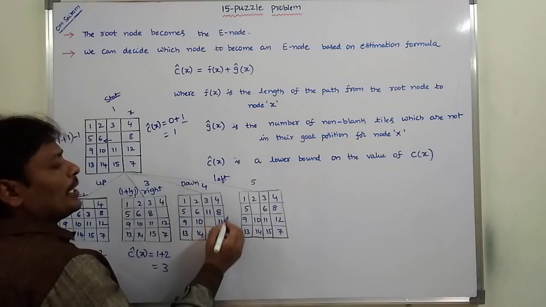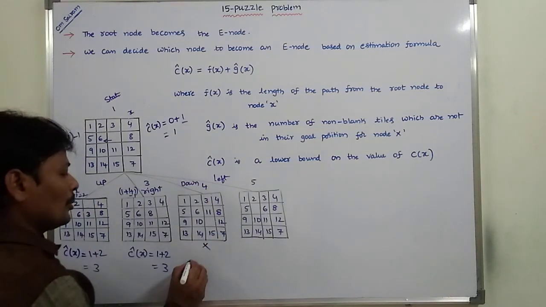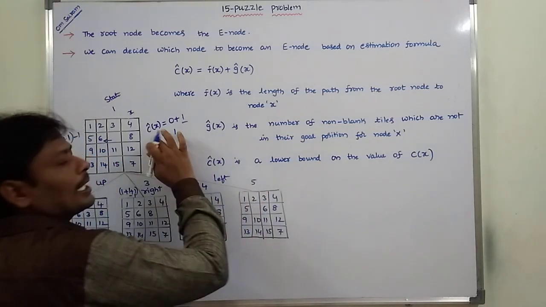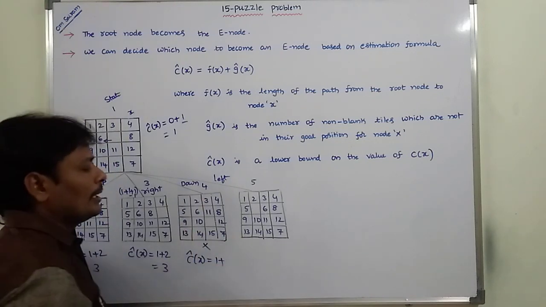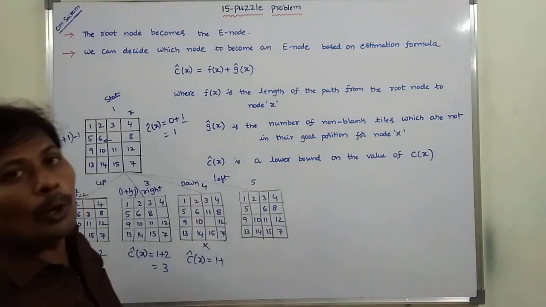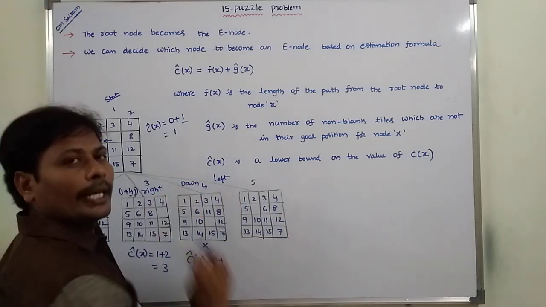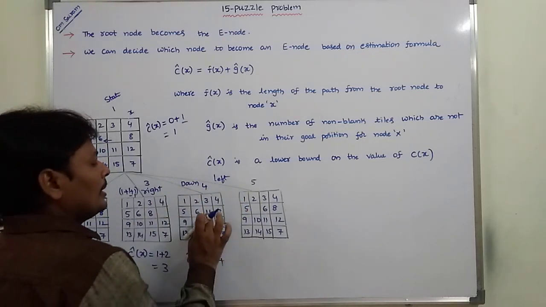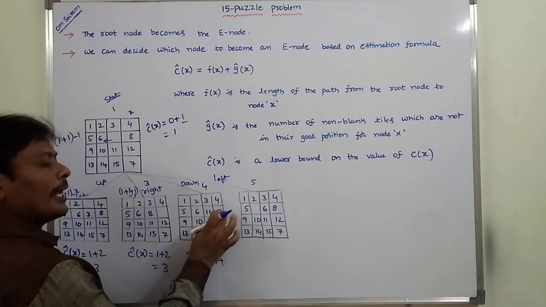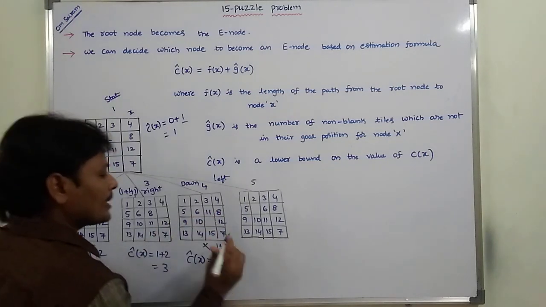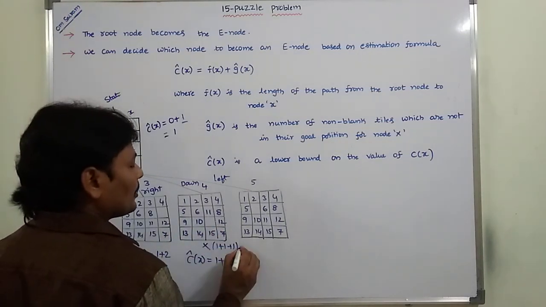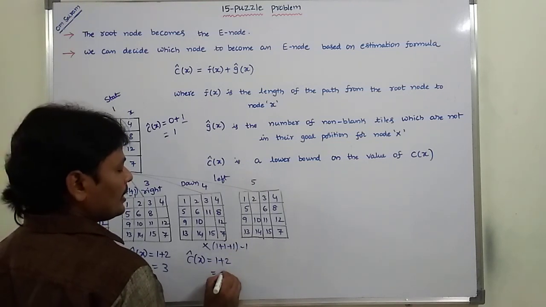Next one, this one, suppose we are taking, this can be taken as node x. So, c cap of x is equal to length from root node to this node is level 2 minus level 1, 2 minus 1, that is 1, plus how many tiles are not in correct position when we are comparing to the goal position. Okay, 1, 2, 3, 4, correct positions, 5, 6, correct position, here it is a 7, but it is 11, so 1, not correct position, 8, correct position, 9, 10, correct position, this is not the correct position, 12, correct position, 13, 14, 15, correct position, 7 is not in correct position, so that is 3 minus 1, that is 2, that is equal to 3.